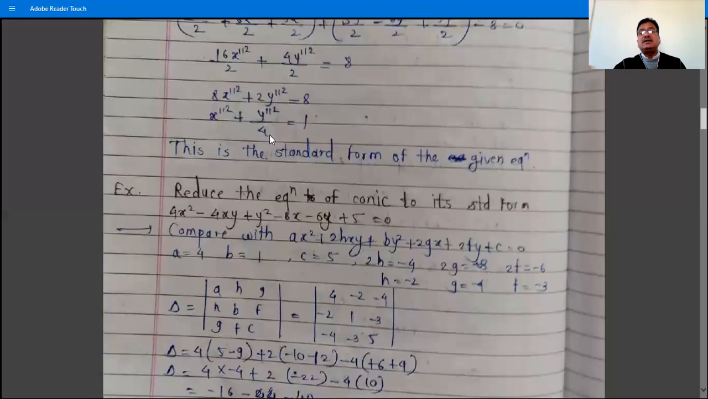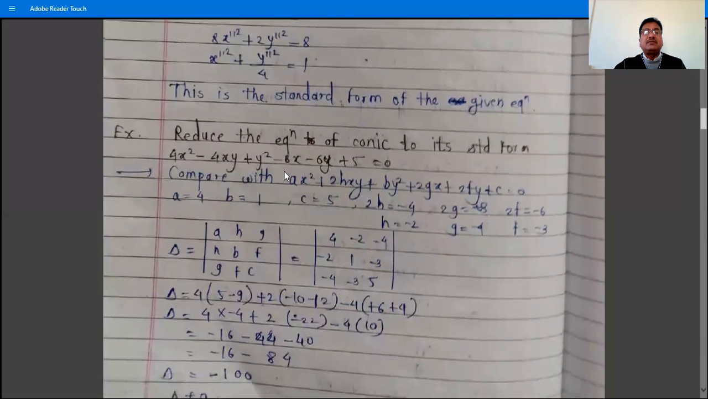And this is the standard form of the given equation of the ellipse. What is the standard form of the ellipse? x square by a square plus y square by b square is equal to 1. So this equation is now in the standard form.